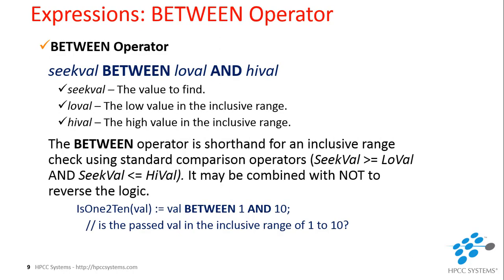And finally, the between operator is shorthand for an inclusive range check using standard comparison operators. We have a seek value that's greater than or equal to a low value, and a seek value that's less than or equal to a high value. It may be combined with not to reverse the logic. So again, interesting usage, important usage when you're looking for an exclusive range of values.